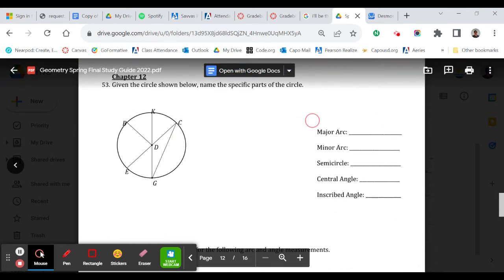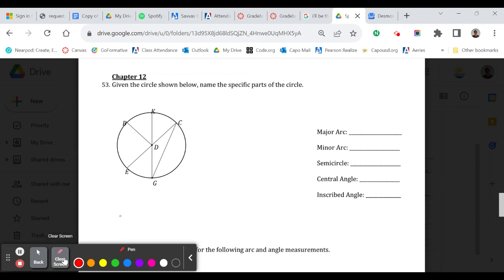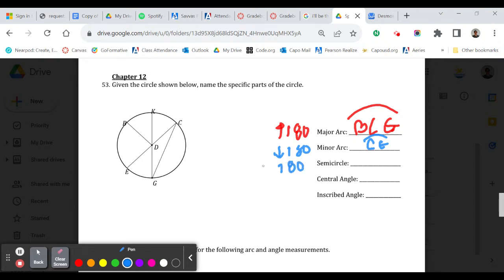All right, given this circle, name the specific parts. A major arc is 180 degrees or more. So we could do BCG. There's lots of answers here, by the way. That's a G. Minor arc is less than 180. So minor arc, usually we only use 2 letters like CG. And then a semicircle is exactly 180. So we could do KCG.